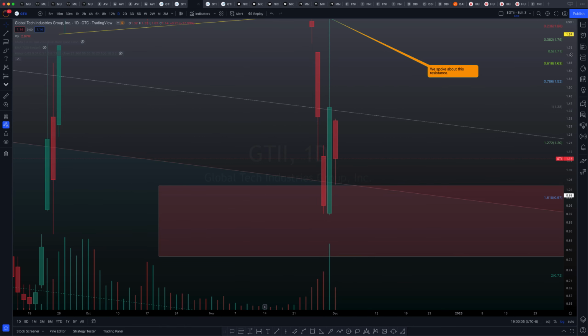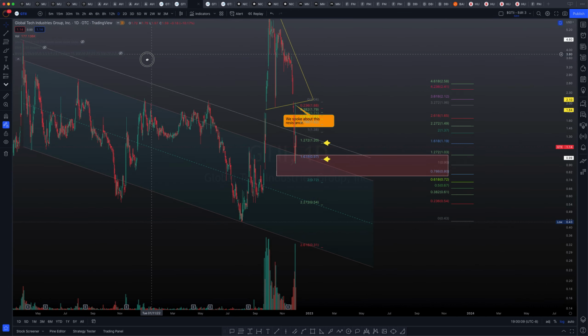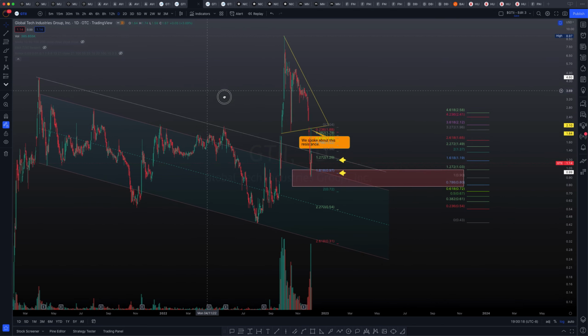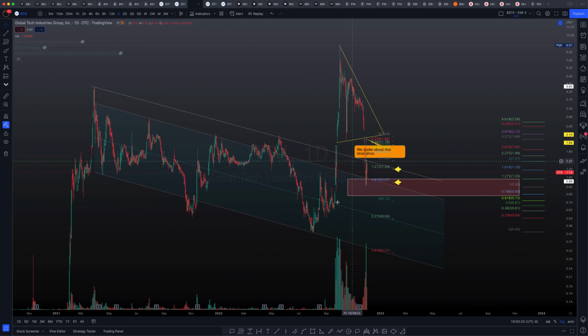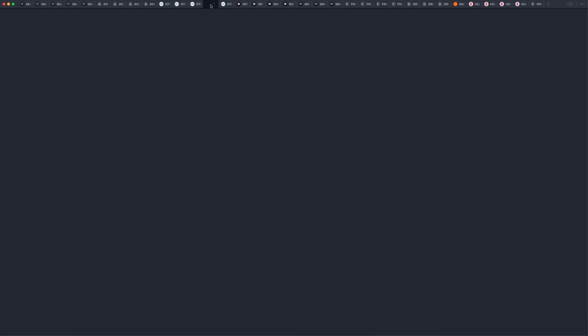So we are literally in the process of confirming this massive descending channel as a valid form of support before continuing on to the upside, which leads me to believe that there may actually be some type of insider news or some type of something happening within the fundamental catalysts that can actually launch GTii to the upside. Okay, so now let's move on to the next chart.